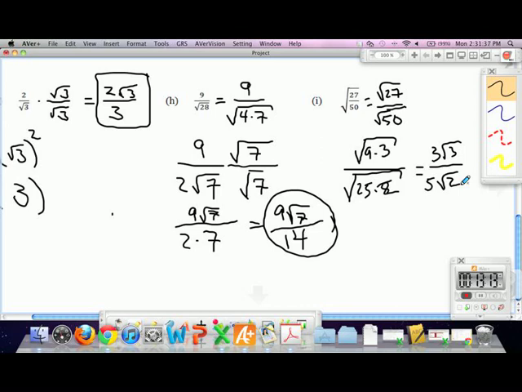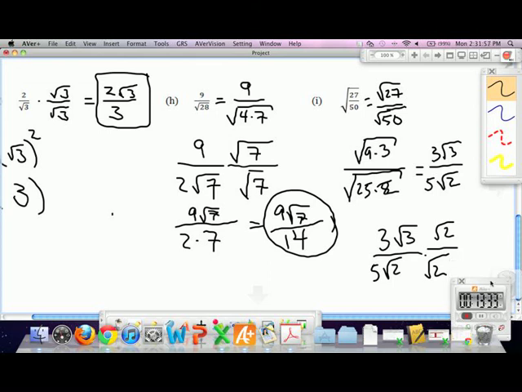We're going to get rid of this square root. So what are we going to multiply by? Okay, so this is 3 roots of 3 over 5 roots of 2, and we're going to multiply by root 2 over root 2. Great.